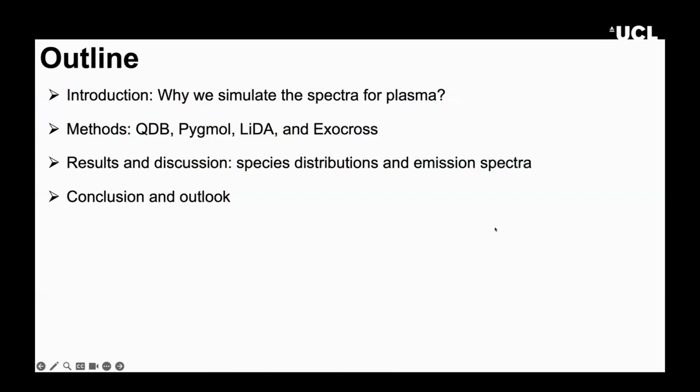First, I will give a brief introduction, just to talk about why we simulate this spectrum for plasma, especially low temperature plasma. Then I will talk about the method we use, including QDB, the Quantemol global model for plasma chemistry, the lifetime database, and the Exocross. And then I will talk about my results about the species distribution and emission spectrum. Finally, I will draw some general conclusions.